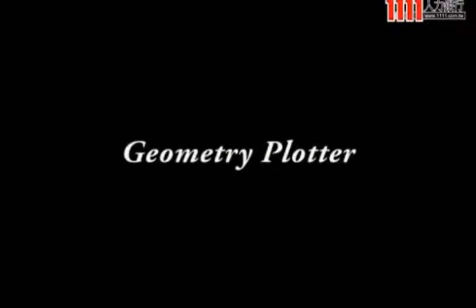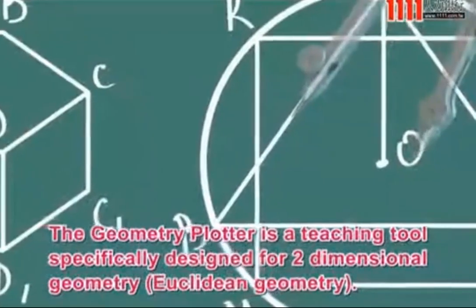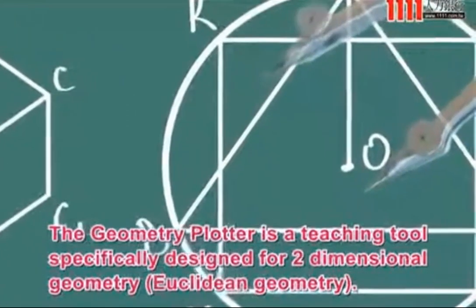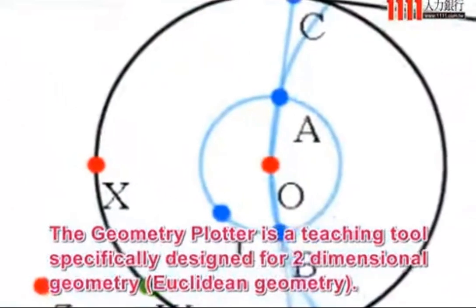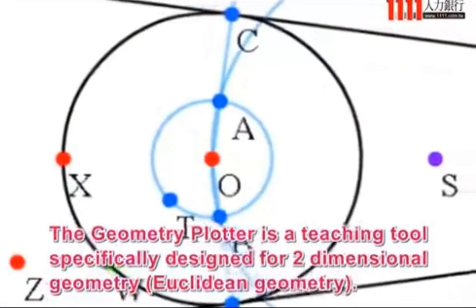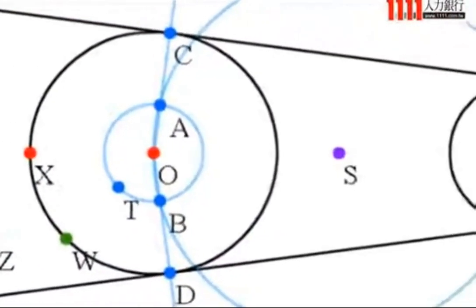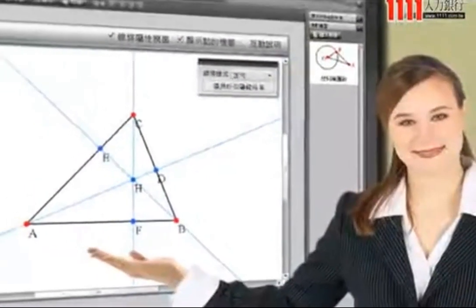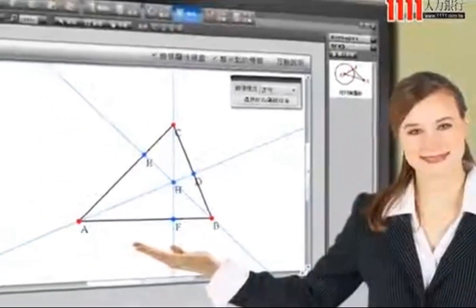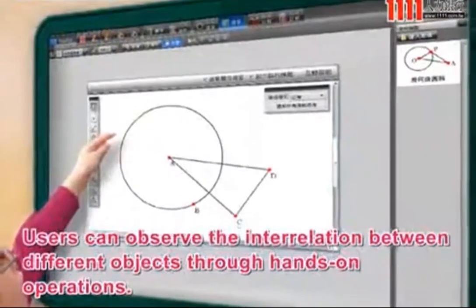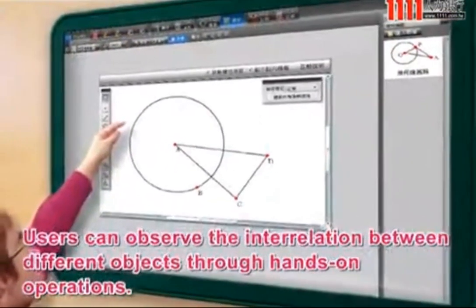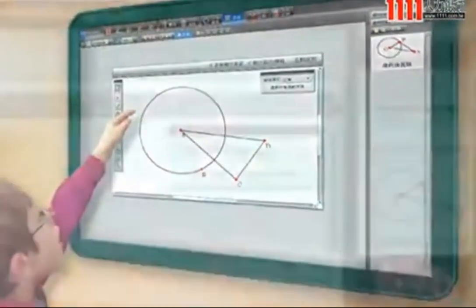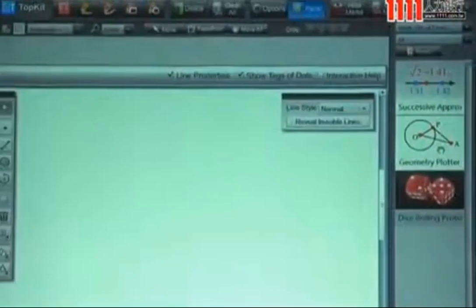Geometry Plotter. The Geometry Plotter is a teaching tool specifically designed for two-dimensional geometry, Euclidean geometry. With Geometry Plotter, not only can users draw graphics quickly and precisely, but the graphics are also adjustable. Users can observe the interrelation between different objects through hands-on operations. This is the geometry teaching tool that mathematics teachers have been waiting for.